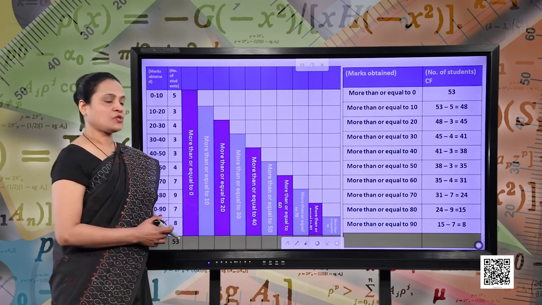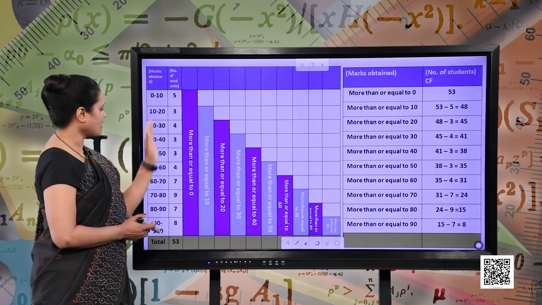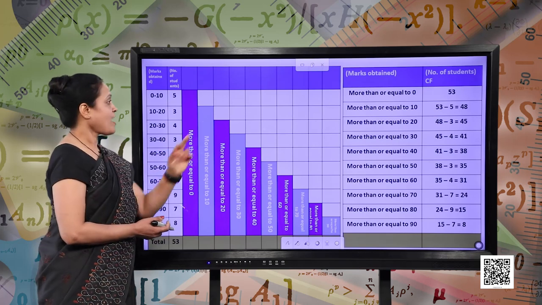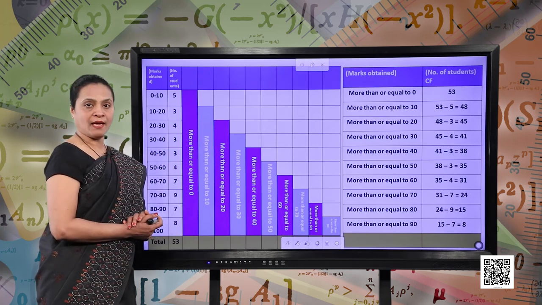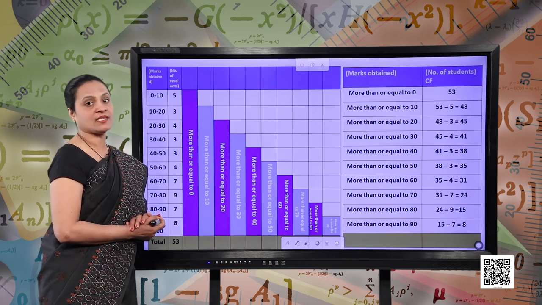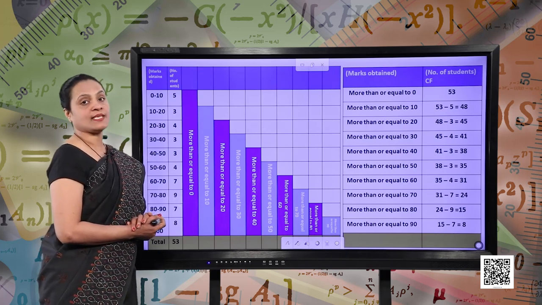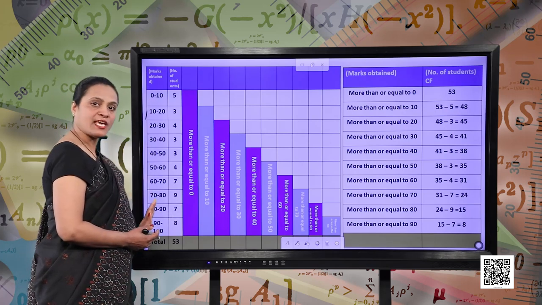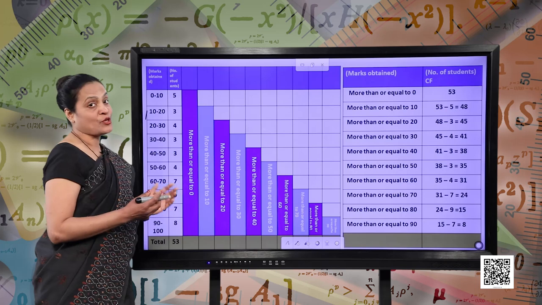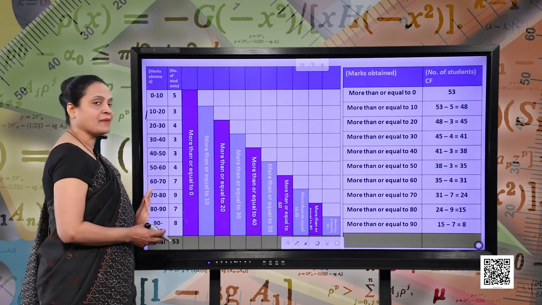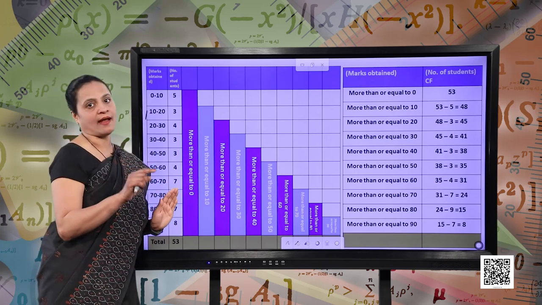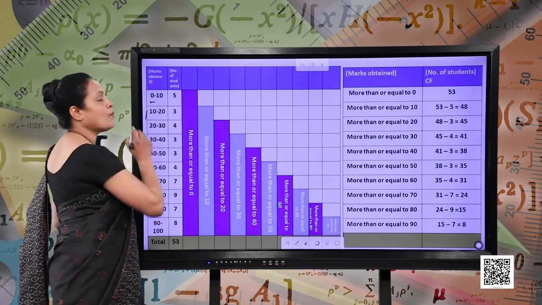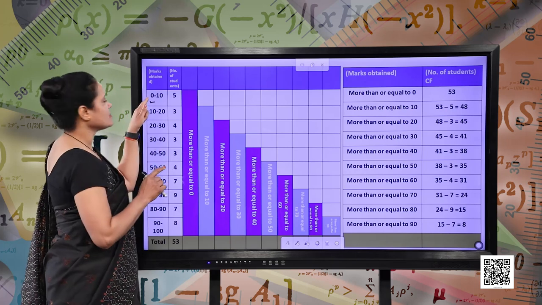For the same distribution, now we have the class intervals and frequencies. When we form more than type cumulative frequency distribution, we always consider the lower class limit of each class interval. And you know that lower class limit is included in that class interval. So, we will write more than or equal to 0.